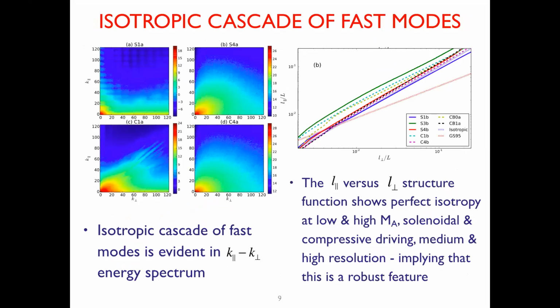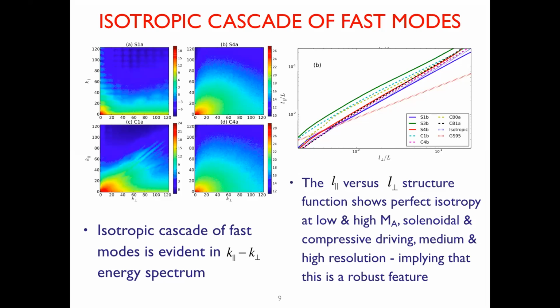And then going to fast modes, we looked at the energy spectrum of the fast modes, which is shown on the left-hand side. And you can see clearly that the cascade is very different from the alpha mode. The cascade is very isotropic. Isotropic means it is going equally in K parallel and K perp directions. So this is interesting. It's very different from alpha.